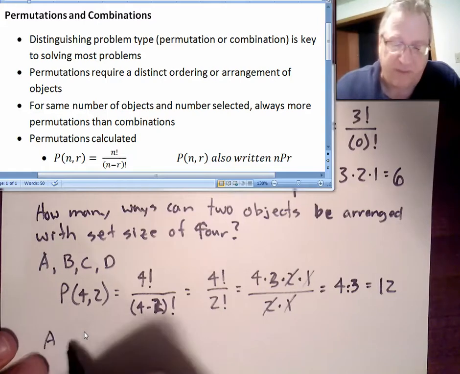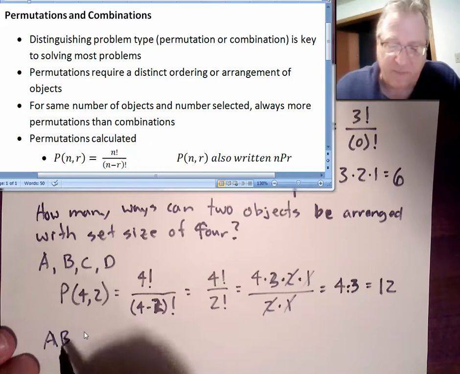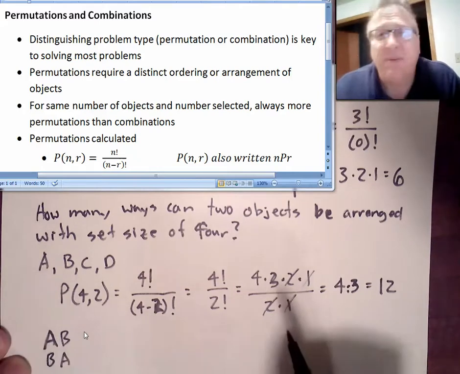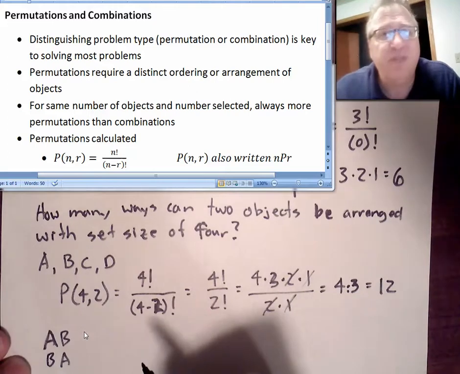Let's see, one of them is AB, and another one is BA. Now those are the same letters, but they are 2 different permutations.